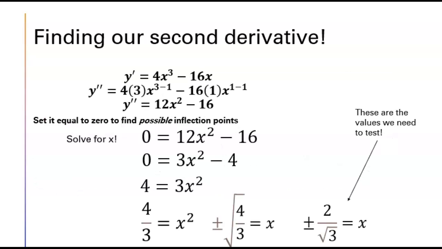Okay. So here I've calculated the second derivative, and I've also solved for 0. So these values right here will be my possible inflection points, but I will have to test the values to figure out if they are inflection points, and if so, where on the graph it's concave up and where on the graph it would be concave down.